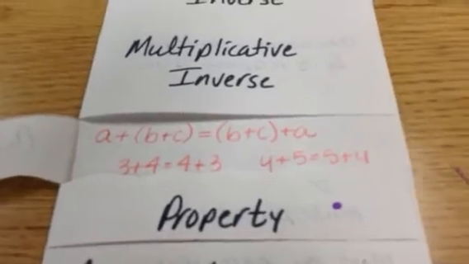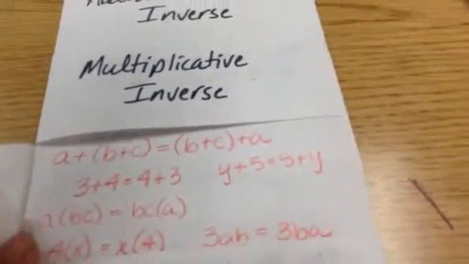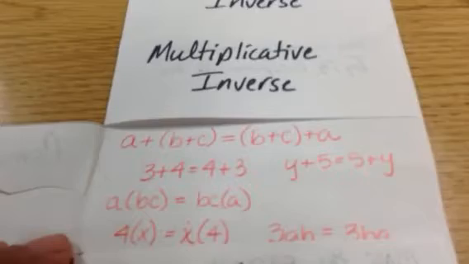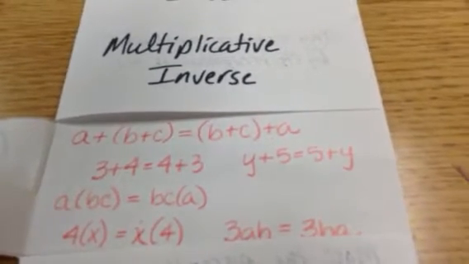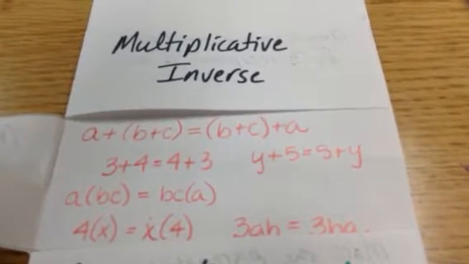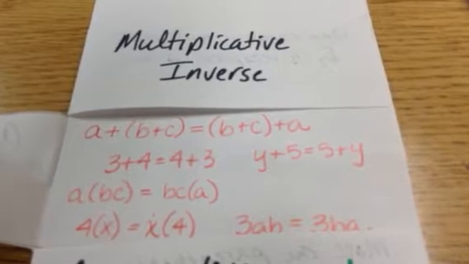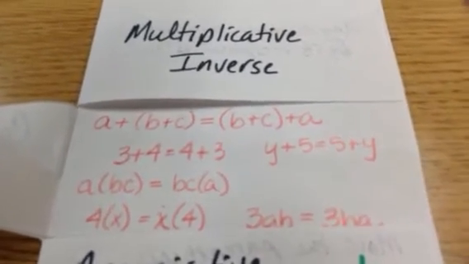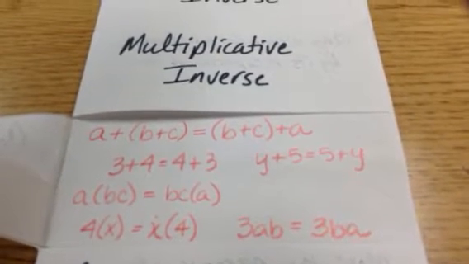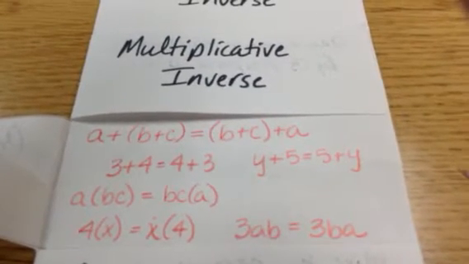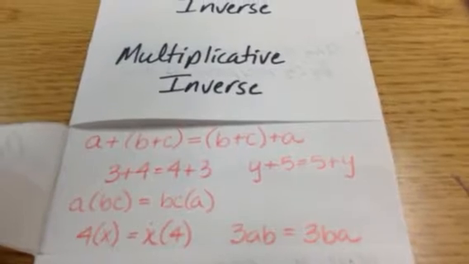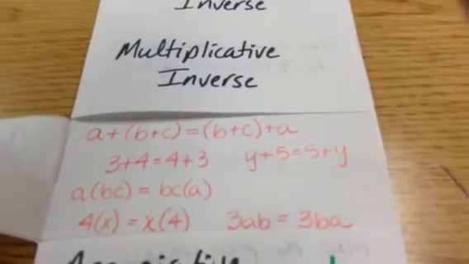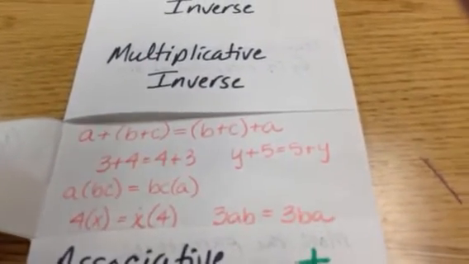For the commutative property of multiplication, remember I can change the order, and then my examples, A times the quantity BC equals BC times A. So algebraic example, and then number examples, I said 4x equals x times 4, and 3ab equals 3ba. Remember, we can change the order. So that's the commutative property of addition and multiplication.